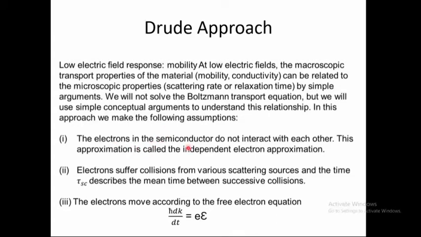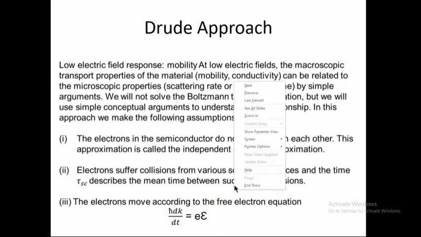First, we say that the electrons in the semiconductor do not interact with each other. This approximation is called the independent electron approximation. Electrons suffer collisions from various scattering sources, and the scattering time tau describes the mean time between successive collisions. We also say the electrons move inside the semiconductor as if they were moving in free space, in vacuum. So under the electric field, the electron moves according to the equation h bar dk by dt, where k is the vector.